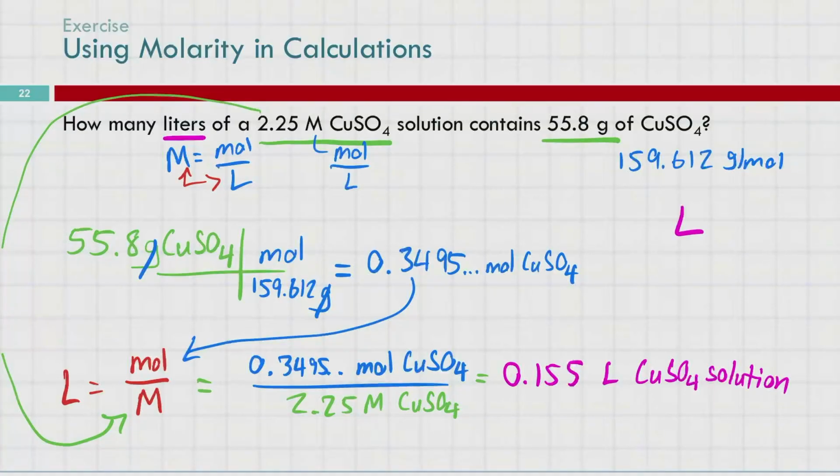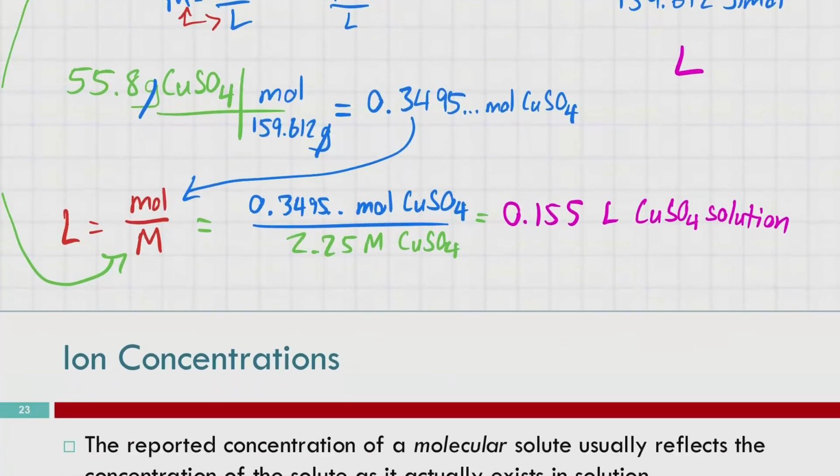So if we, for some reason, needed to deliver 55.8 grams of copper 2 sulfate, we would measure out 155 milliliters, and that would get us about right on the money. Questions? Shocking silence.